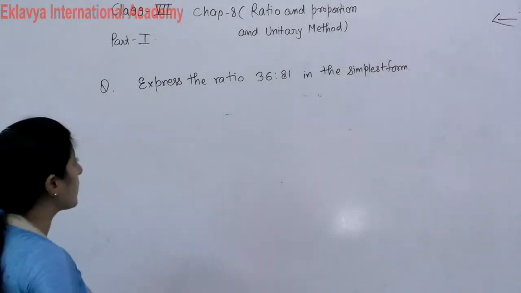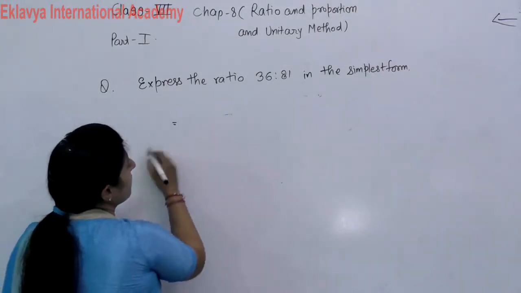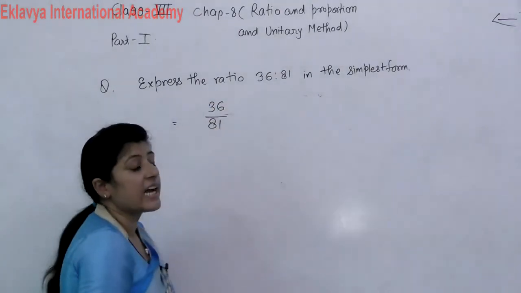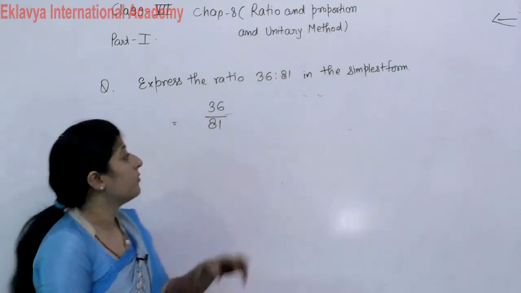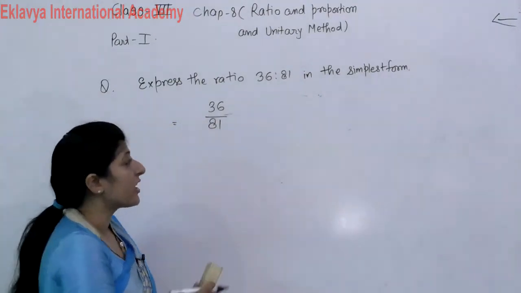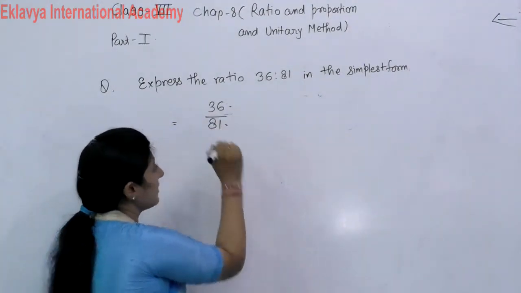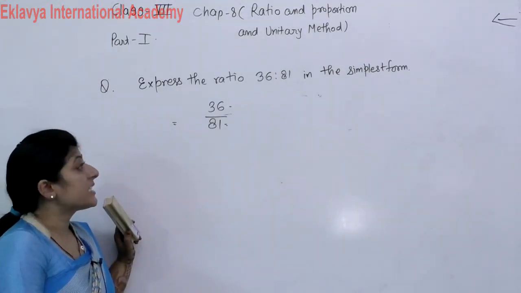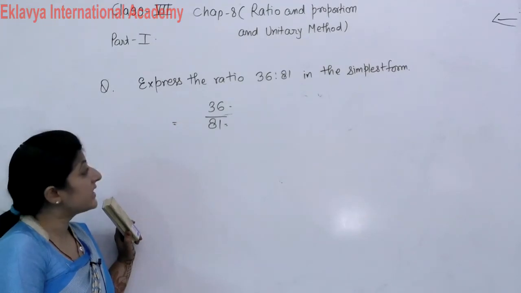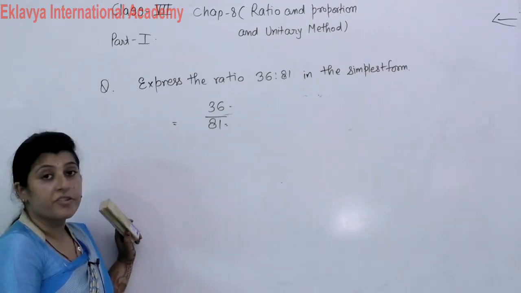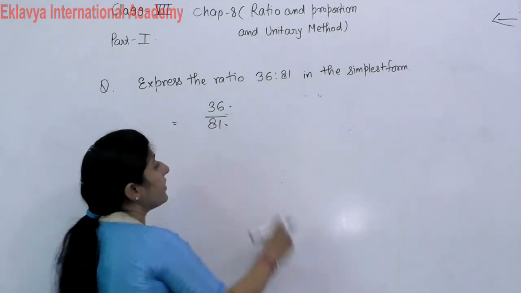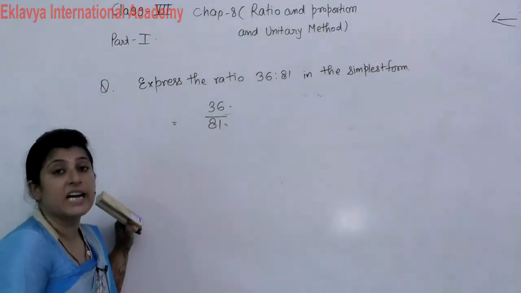Whenever we want to convert into the simplest form, 36/81, I already said take the HCF of both numbers. This is called the antecedent and this is the consequent. We can say 36 is the first number and 81 the second number, 36/81. We want to change it into the simplest form. Then what we will do, we have to take the HCF.